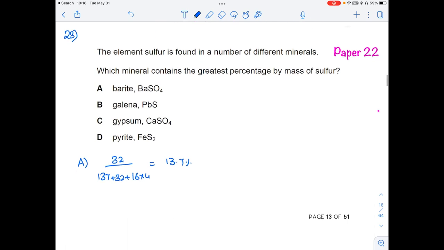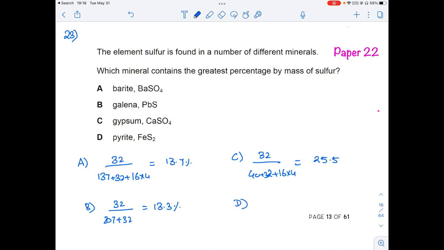Now I go for B. So PbS, again sulfur is 32 upon Pb, which is 207 plus 32, which gives me 13.3%. Now option C, it is gypsum. So sulfur is 32 upon calcium is 40 plus sulfur is 32 plus 16 times 4. Simplify that, you should be able to get 25.5%.